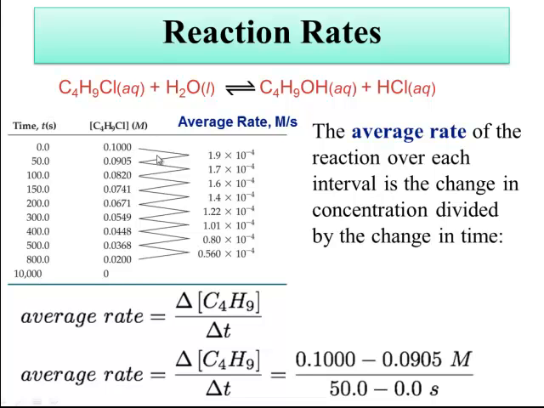That means the reaction is complete at the end of 10,000 seconds. Now one can easily calculate the rate of the reaction without even plotting the graph. What we can do is calculate the difference in the concentration of chlorobutane and divide it by the corresponding time interval. So for the first two readings presented in the table, the rate of the reaction can be written as the difference between the two values, which is out here 0.100 minus 0.0905, divided by 50 seconds, which is the time interval between the two readings.